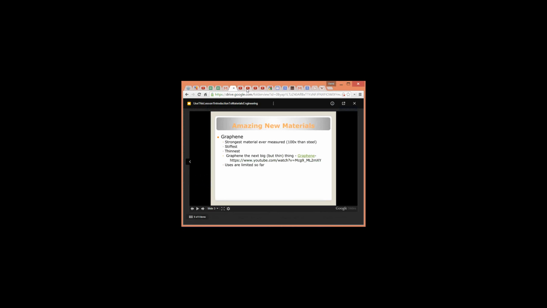Let's see something else. Yeah, another cool new material, graphene. It's the strongest material ever measured, 100 times stronger than steel for the equivalent amount of it. It's stiff, thin, and another possibly next big thing. But again, uses are limited so far. So let's see what it's about.